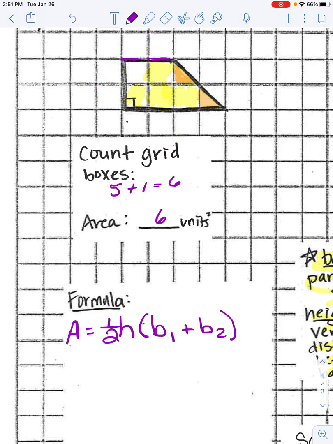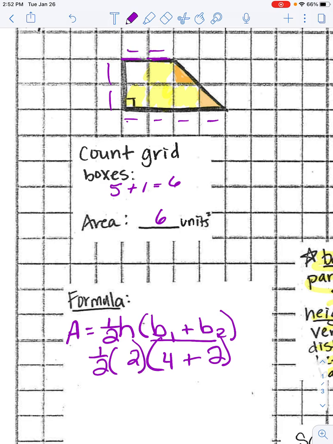And here's how we're going to substitute in for this formula. I'm always going to give you the formula, you're not going to have to remember it. I'm going to talk about the bases first. There's 1, 2, 3, 4 is one of the bases. And the other base, there's 2. So there's 4 and 2 for our bases. H stands for height. The height is 2, so we're going to put a 2 in for the H, and then we're going to do half of that.